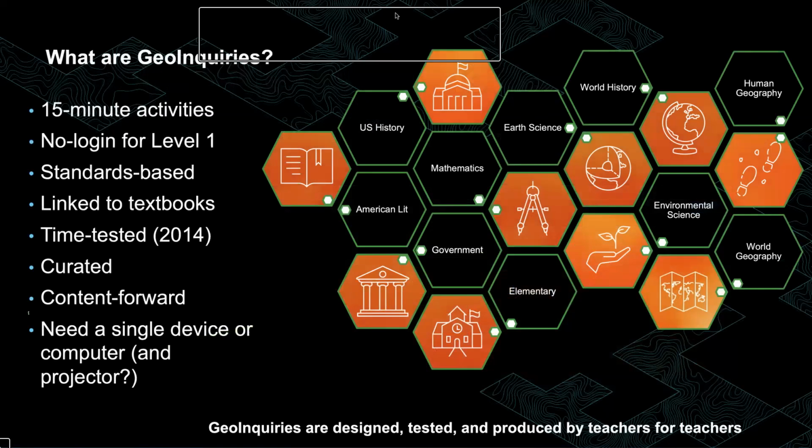Earth science is one of those, of course. And in these cases, these collections have 15 to 20 activities. They are short 15-minute activities. And of course, they're tied to the Next Generation Science Standards. We use a 5E instructional model for our earth science content. We tie them to textbooks.